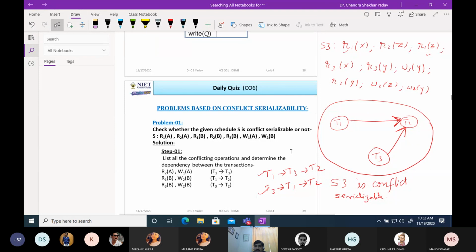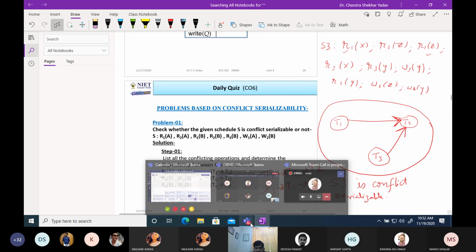Okay, in the next lecture I will solve some more questions related to conflict serializability. And this is very easy if you understand the concept. Within 40 seconds, 30 seconds, or 1 minute, you can find out whether the given schedule is conflict serializable or not. Time is over.